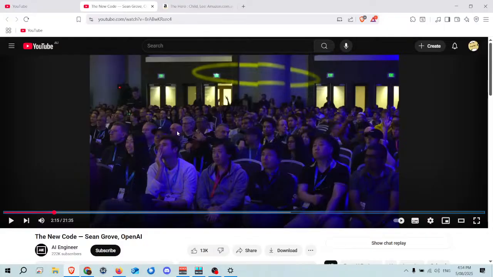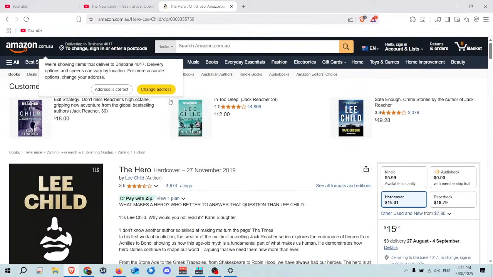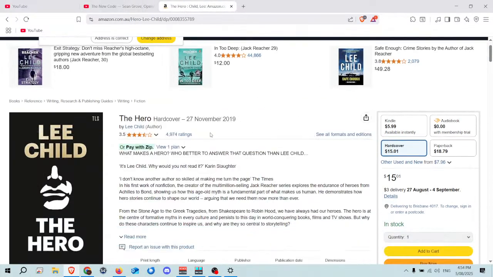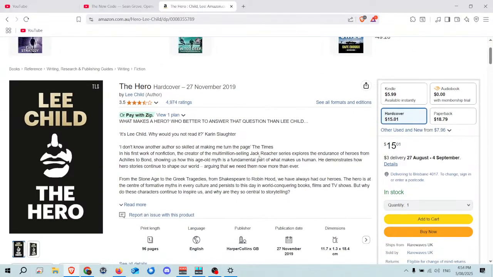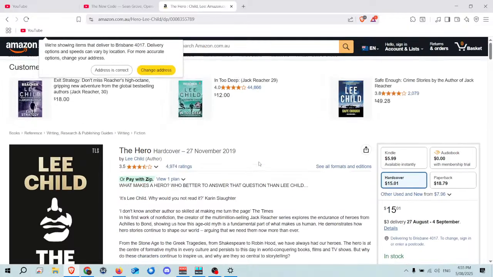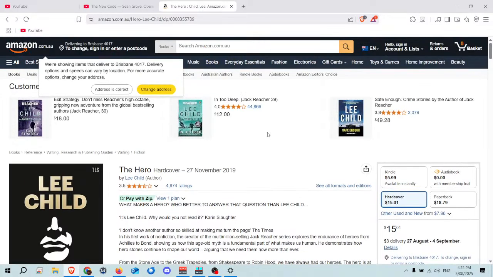So let's talk a little bit about language. I've been reading this book here. Well, I've read it actually. The Hero, the really short book, 90 odd pages or something like that. I saw it in a library, it was on the ground, and I thought, oh, okay, looks really interesting. And I ended up borrowing it and having a bit of a read.